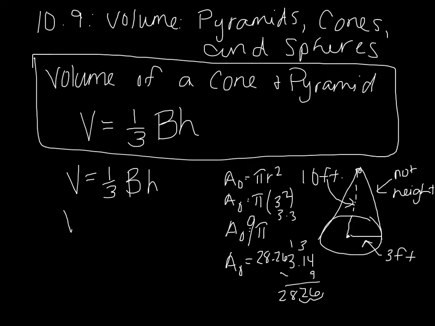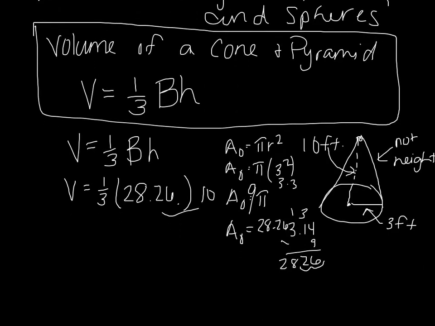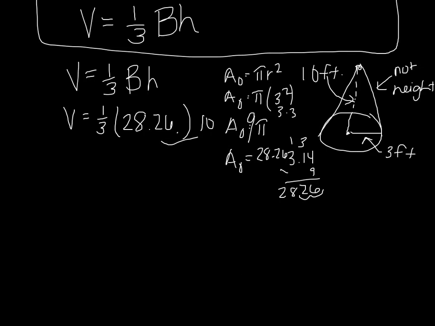Okay, so I have volume equals 1/3 times 28.26 times the height, which is 10. Oops. I got one too many parentheses in there. Okay, so my next move is going to be to multiply these two together. And I know if I multiply a number by 10, well, let's just do it out. I'm running out of room. That's my problem here, guys. There we go.